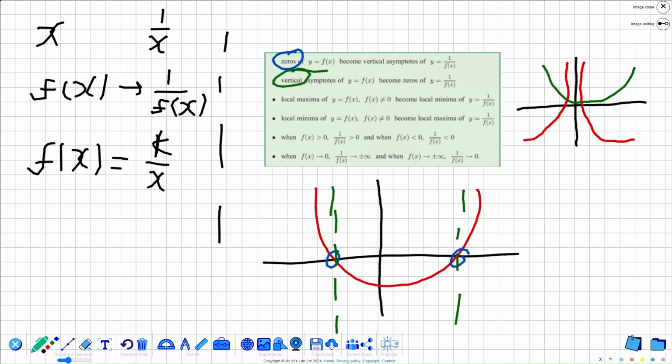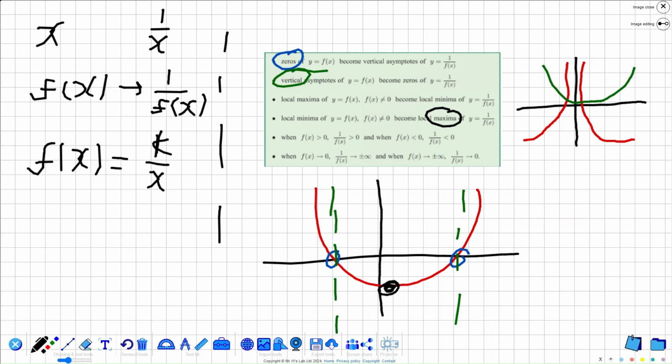And then local maximums and minimums. On the first graph here, that's a local minimum there. So that will become a local maximum on the reciprocal of that, and then vice versa. If that was a maximum and it went like that, then that would become a minimum for the reciprocal.